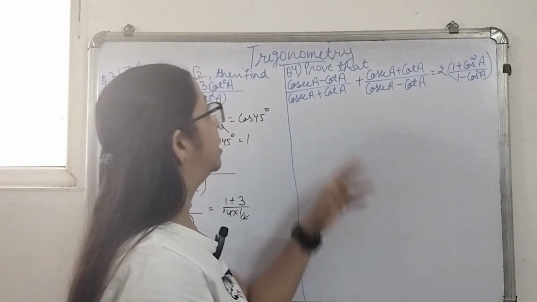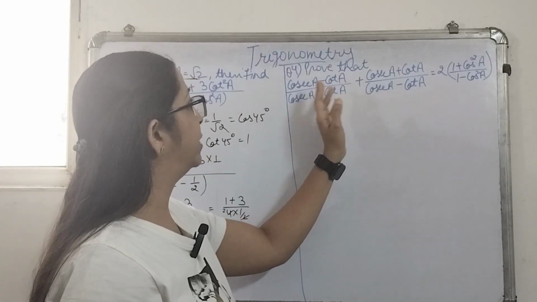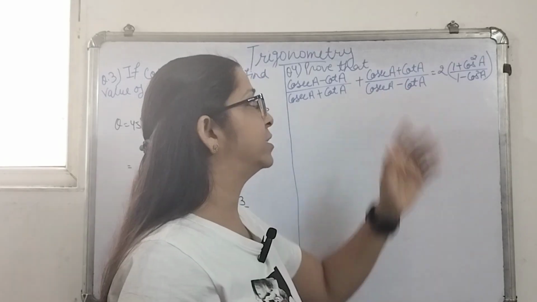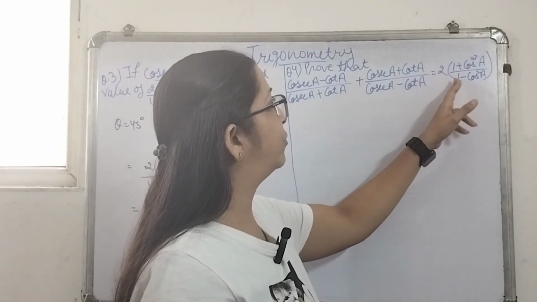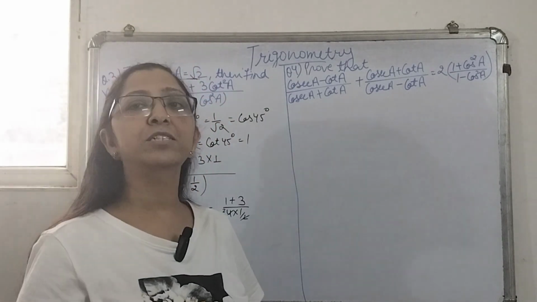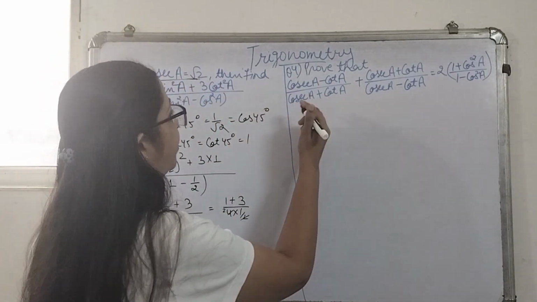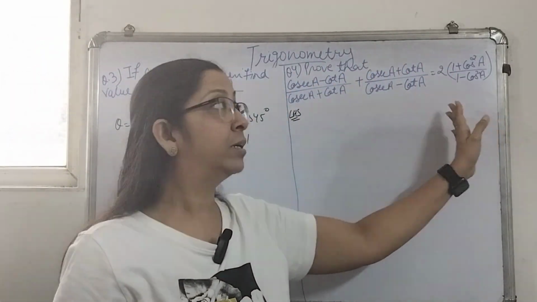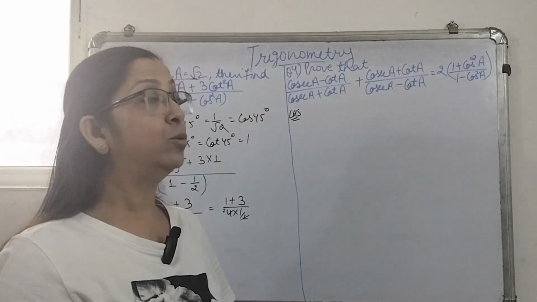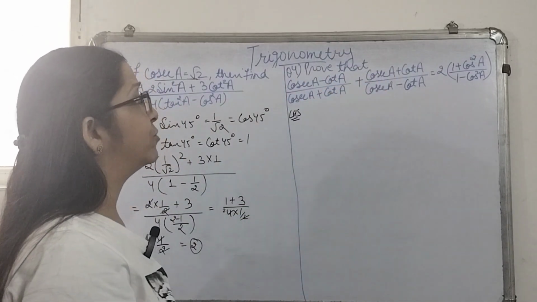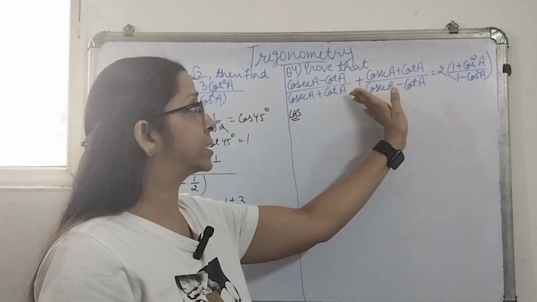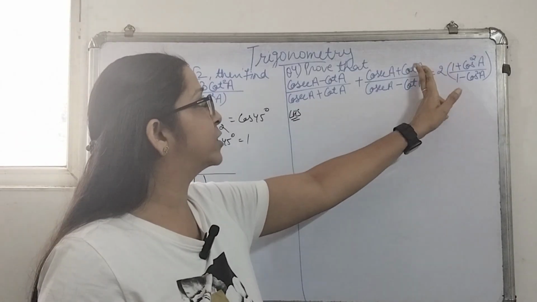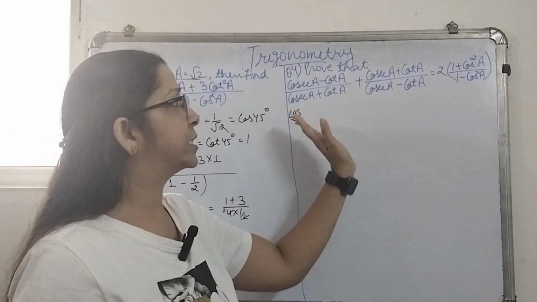The next question is, prove that (cosec A minus cot A) upon (cosec A plus cot A) plus (cosec A plus cot A) over (cosec A minus cot A) is equivalent to 2 times (1 plus cos square A) over (1 minus cos square A). So we will take the LHS part and prove it equivalent to the RHS part. As I told you earlier in the previous video, whenever this type of question comes, we generally try to convert all the other trigonometric ratios in terms of sine theta and cos theta. Here the angle is A, so we will convert all these in sine A and cos A.